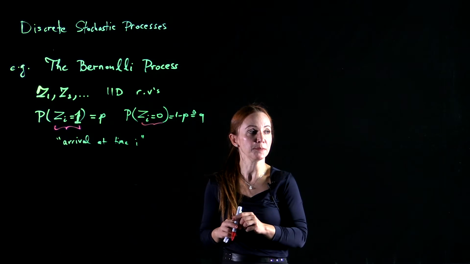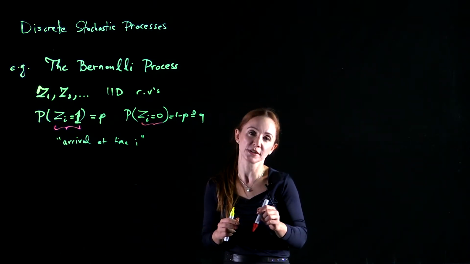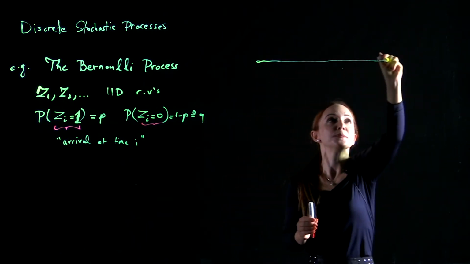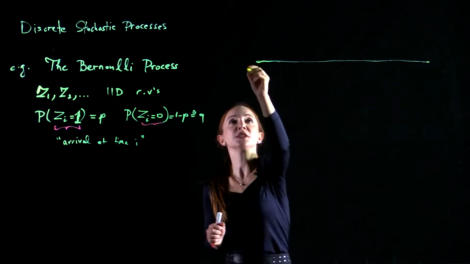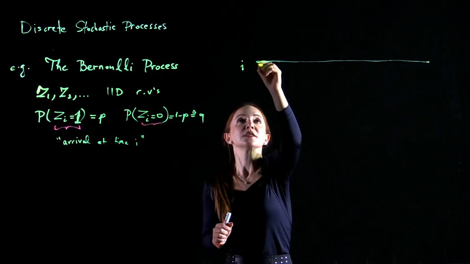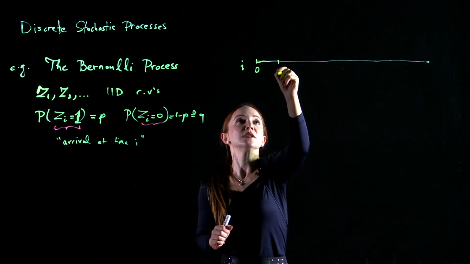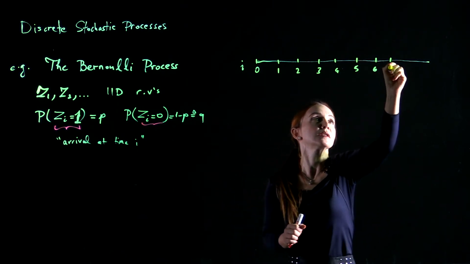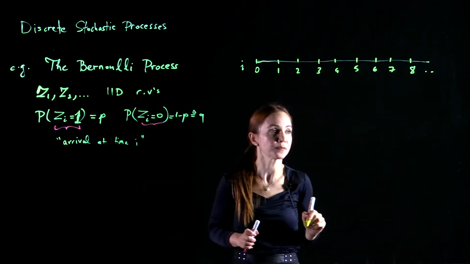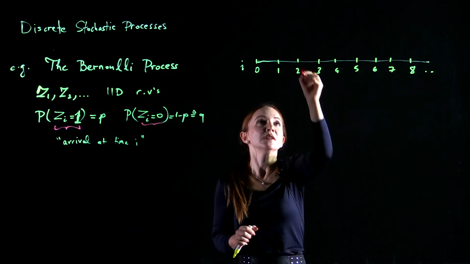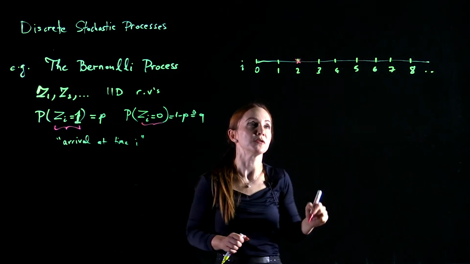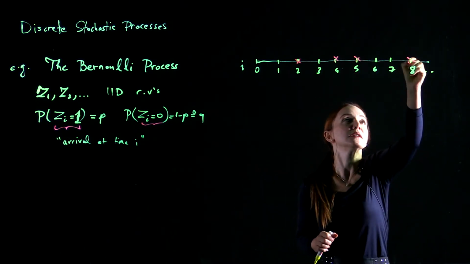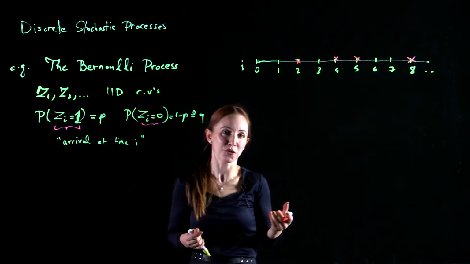Right? And we could perhaps draw a sample path for this process, where this is the time index i, starting from 0. This is time 1, 2, 3, 4, 5, 6, 7, 8. Suppose these are the times of the arrivals. At times 2, 4, 5, and 8, arrivals occur in the sample path.